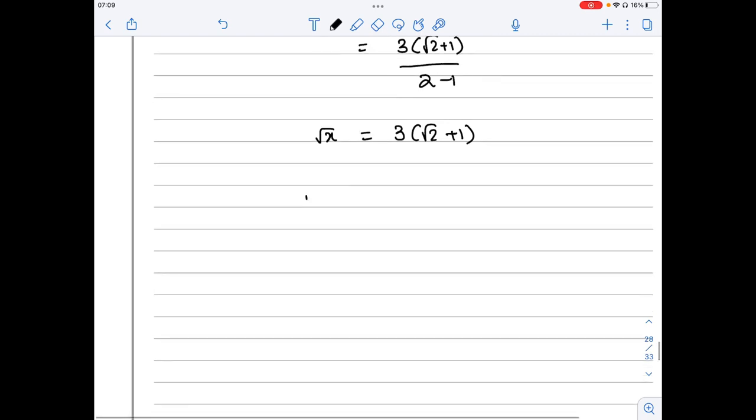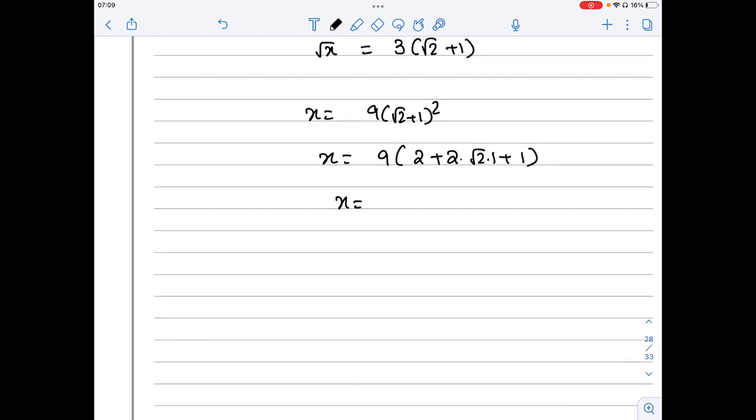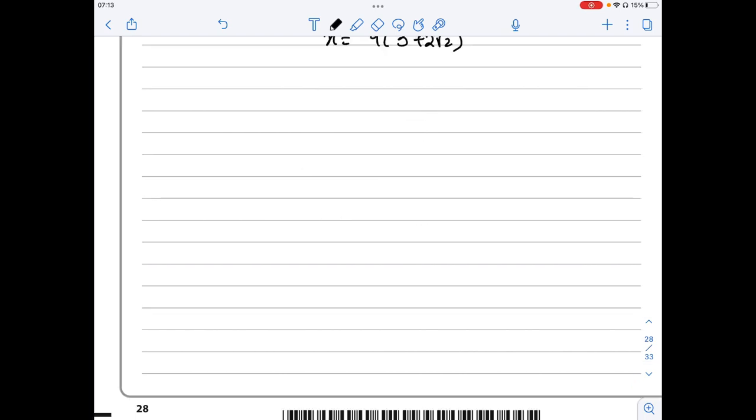Now squaring on both sides, x equals 9 times (root 2 plus 1) whole square. So x equals 9 times (a square plus 2ab plus b square), so x equals 9 times (3 plus 2 root 2). Now I need to get the value of y. Y equals f of 2x, which is nothing but what?